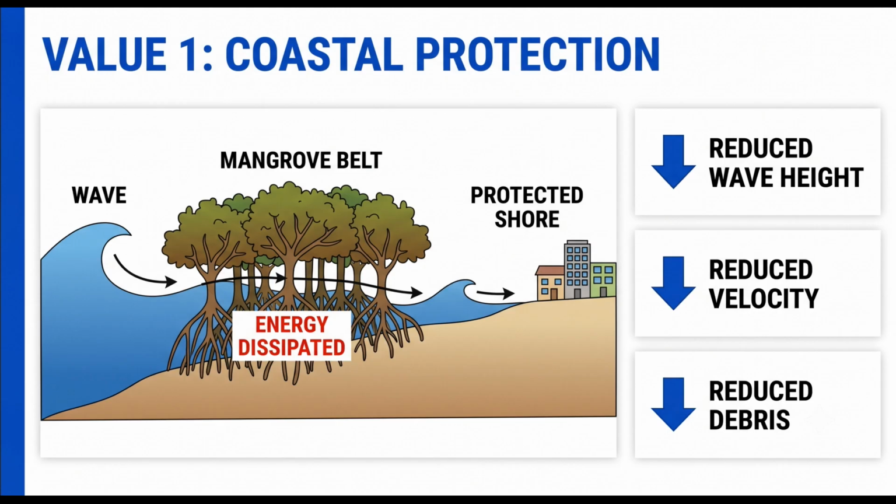When a wave moves toward the coast, it normally travels freely, nothing in its way. But when it reaches a mangrove belt, it has to push through a dense network of prop roots, trunks, and branches. That dense structure creates enormous physical resistance. The wave has to expend energy forcing its way through the vegetation instead of rushing freely inland. The result, wave height is reduced. Flow velocity is reduced. The water arrives slower, with less force. And the mangroves trap sediment and debris carried by the water, reducing abrasive damage.